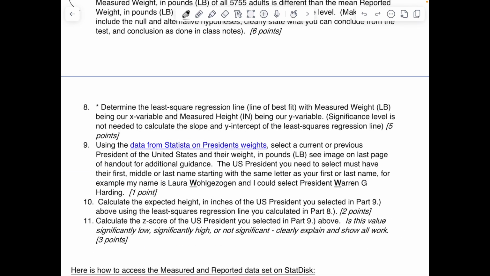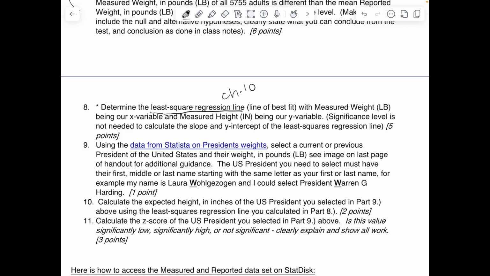Number 8 says determine the least squares regression line. And this is coming from chapter 10 notes. This is the line of best fit with the measured weight in pounds being the x variable and the measured height in inches being our y variable. Significance level is not needed to calculate the slope and the y-intercept of the least squares regression line. Again, it just wants the equation of that line.